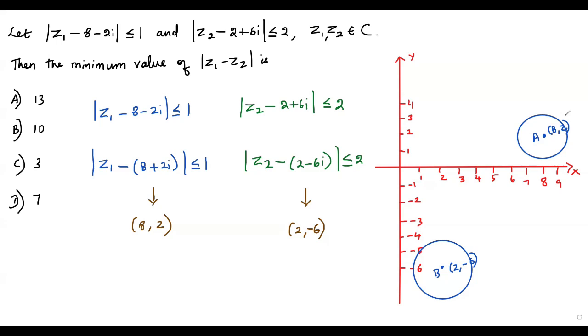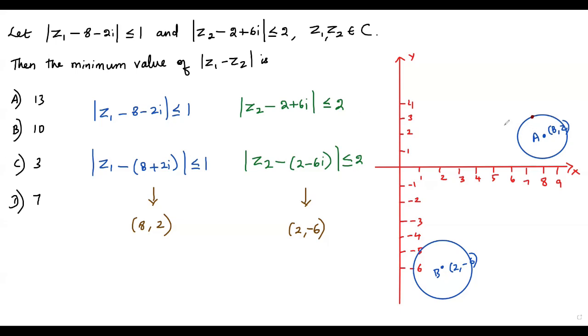Now, let me consider this particular circle. It has center (8, 2) and radius 1 unit. So here, where do we have the complex number z1? Over here. This information says that the maximum distance between the complex number z1 and this 8 + 2i is 1. Then the complex number z1 should be somewhere on the circle, or it has to lie inside the circle.